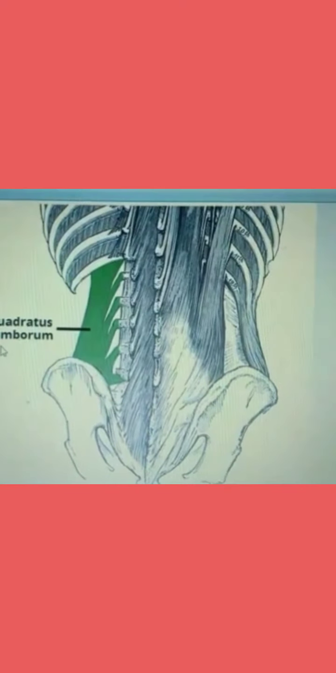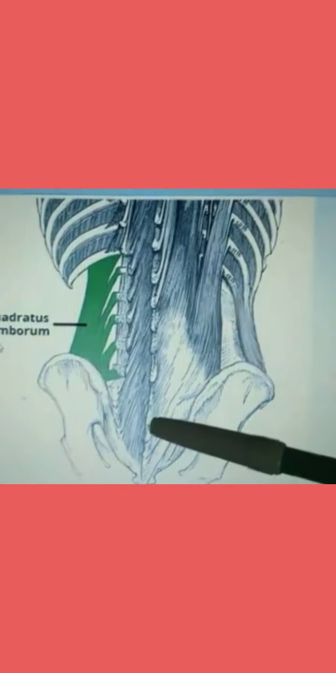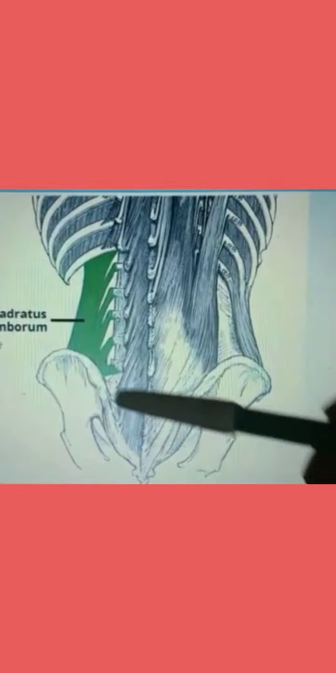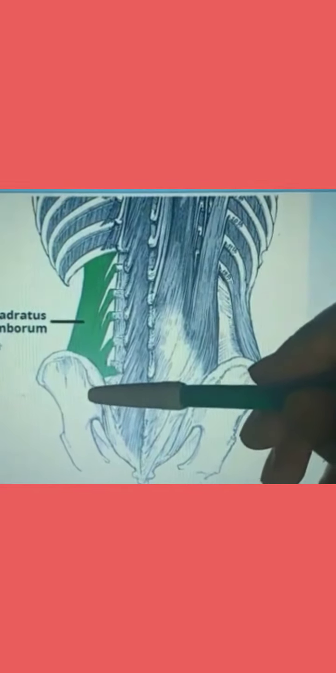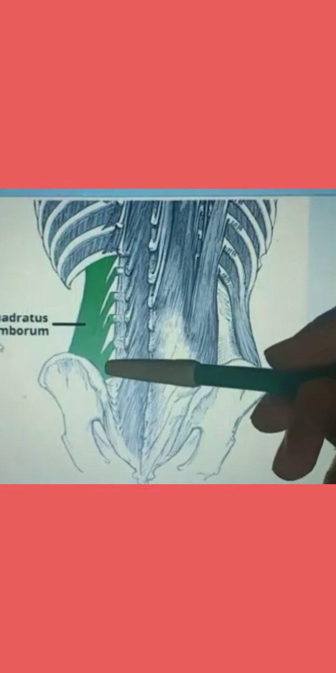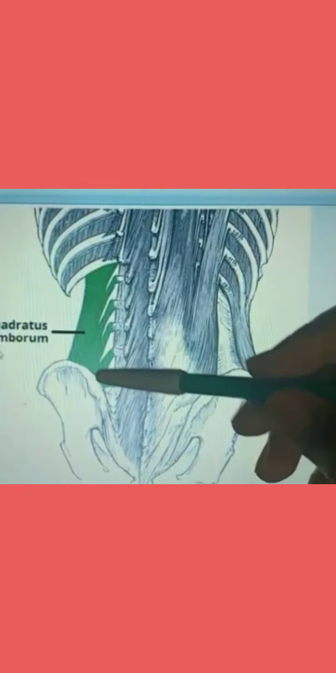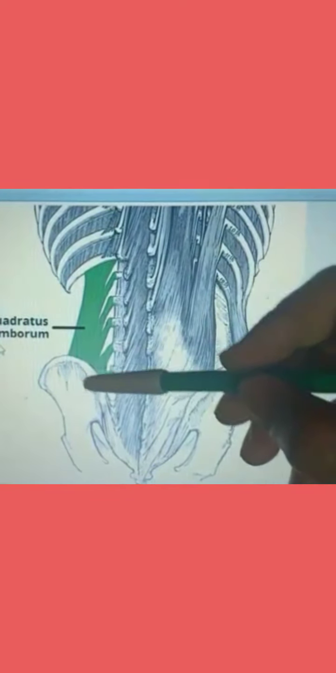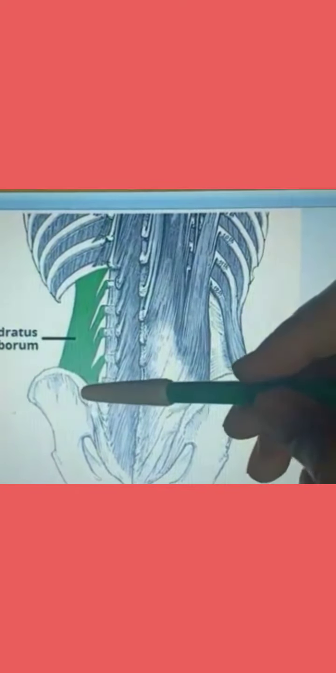It arises from the transverse process of the fifth lumbar vertebra, then the iliolumbar ligament and the adjoining 5 centimeters of the inner lip of the iliac crest. This is the fifth lumbar vertebra and the iliolumbar ligament, and this is the inner lip of the iliac crest. This is the origin of the quadratus lumborum. Remember, it arises from below and it is inserted above.